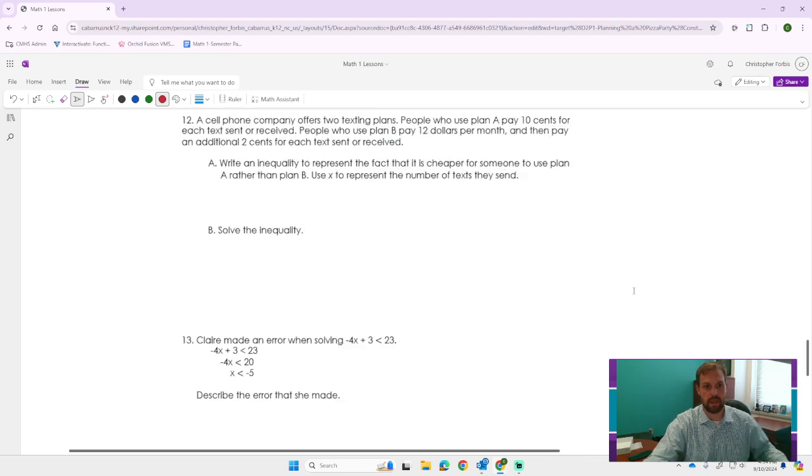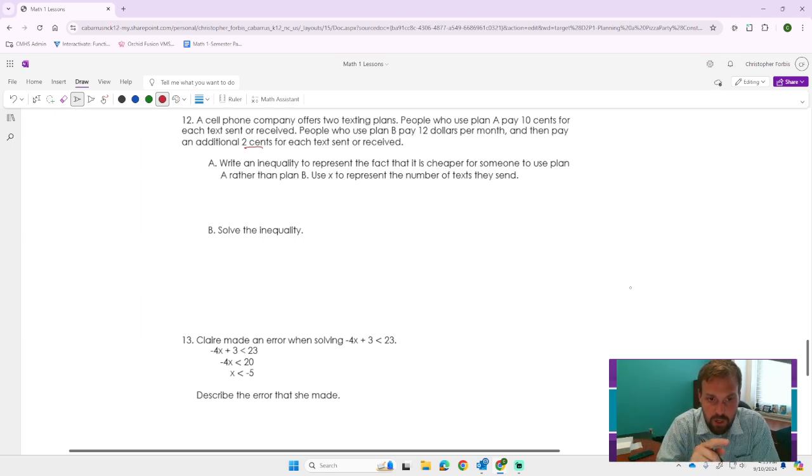12. A cell phone company offers 2 texting plans. People who use plan A pay 10 cents for each text. People who use plan B have to pay $12 a month, but they only have to pay 2 cents for each text. There's a little bit of give and take there.